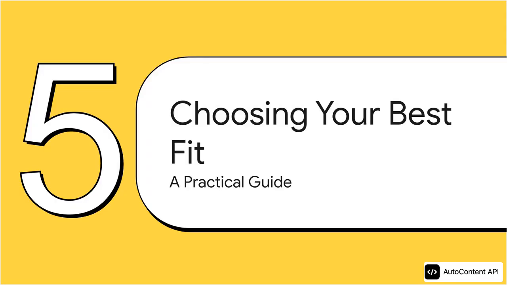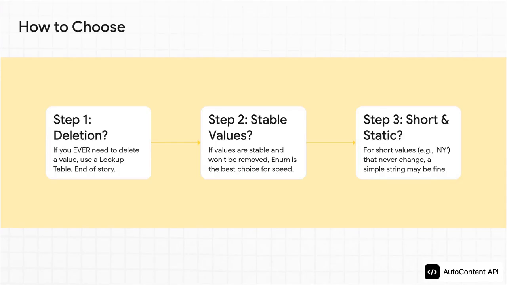All right, we've seen the pros and cons. We have a rigid but super fast option and a flexible but potentially slow one. So how in the world do we make the right call for our specific project? Honestly, it really just boils down to this super simple decision tree. Step 1, and this is the most important one. Ask yourself, is there any chance, ever, that you will need to delete a status from the list? If the answer is yes, or even maybe, just stop. Use a lookup table. End of story.